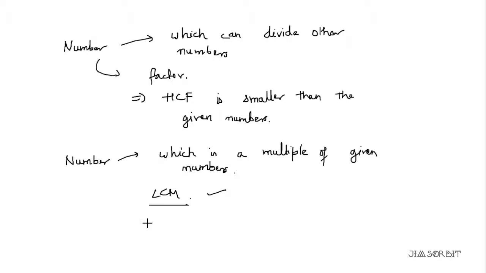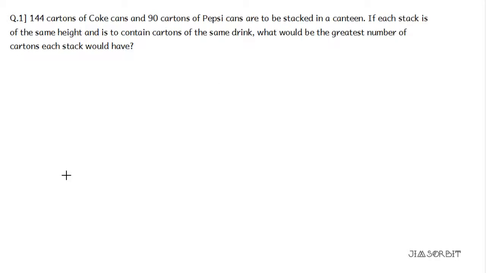These two concepts. So let us read question number 1. It says 144 cartons of Coke cans and 90 cartons of Pepsi cans are to be stacked in a canteen. Now you are going to stack something. So you have 144 of Coke cans and 90 of Pepsi.